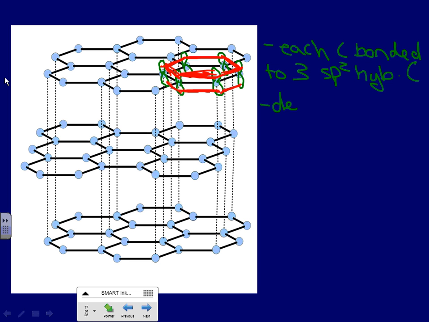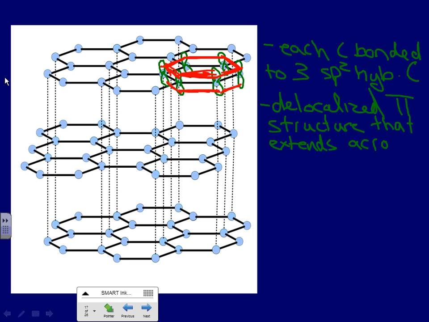There is a delocalized pi structure that extends across the molecule, I don't even know how to describe it. It extends from one end of the crystal to the other, across the crystal.